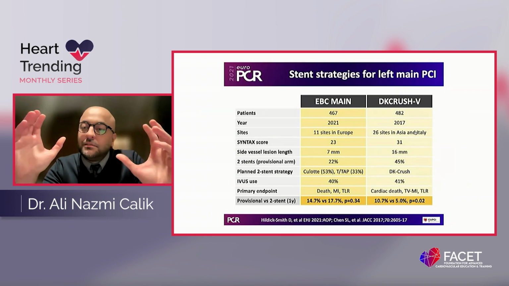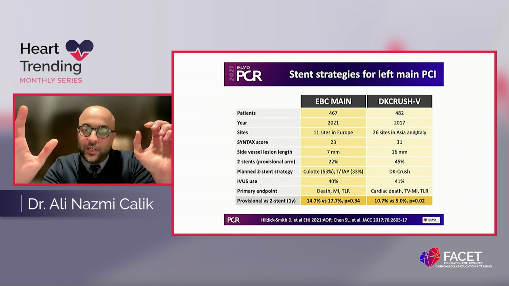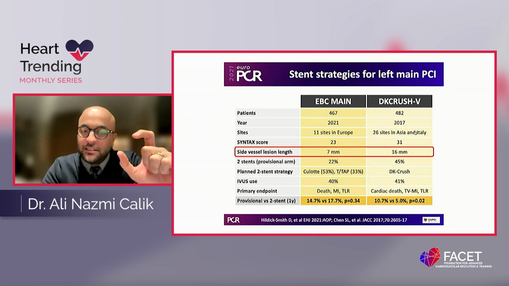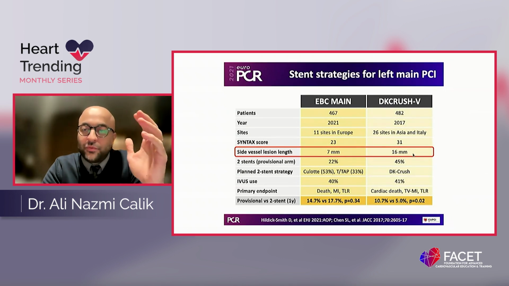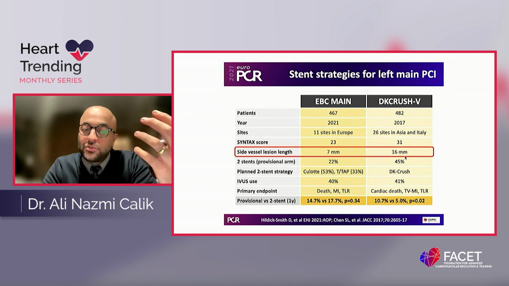Both trials compared the provisional strategy with a systematic two-stent strategy. But as you see, the patients in the DK Crush 5 trial have a more significant side branch ostial stenosis length, which is 16 millimeters. And these two trials are conducted for left main lesions. So it means there's a significant, at least 16 millimeters lesion in the circumflex ostium. But when it comes to EBC MAIN, this is 7 millimeters. And this is a significant difference.